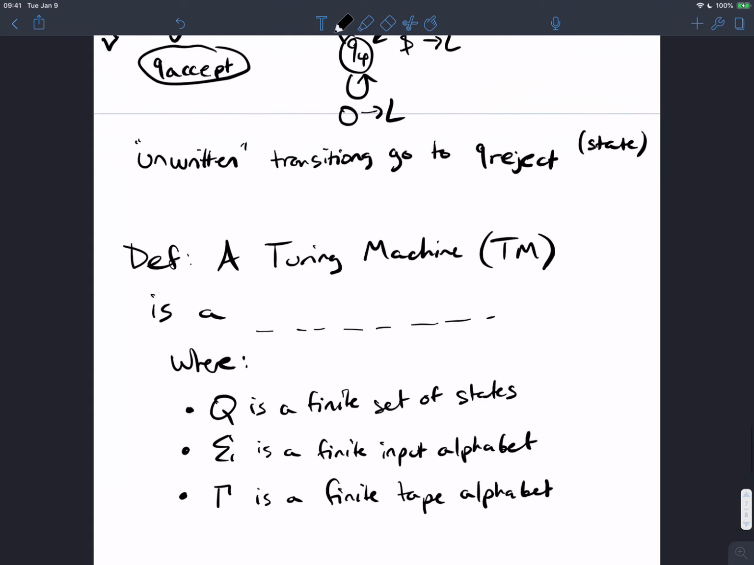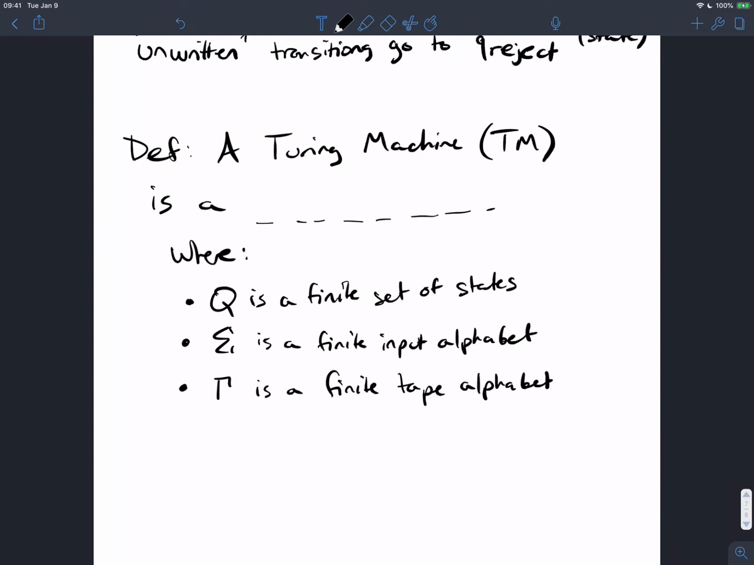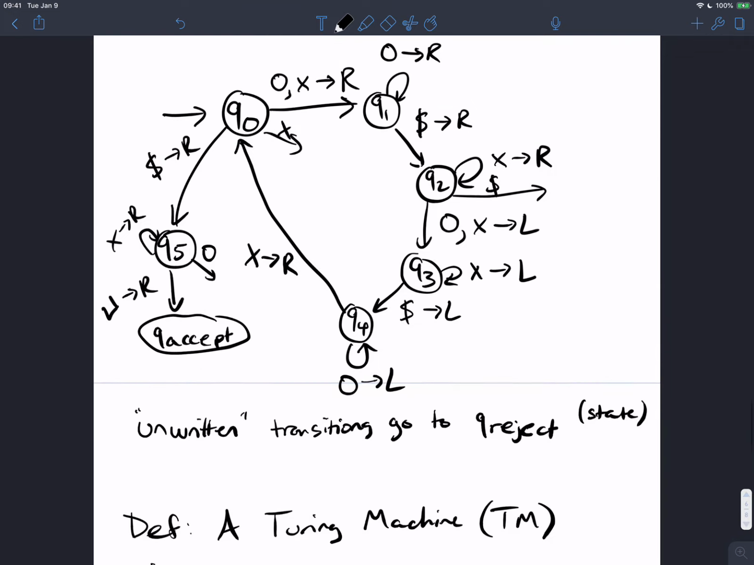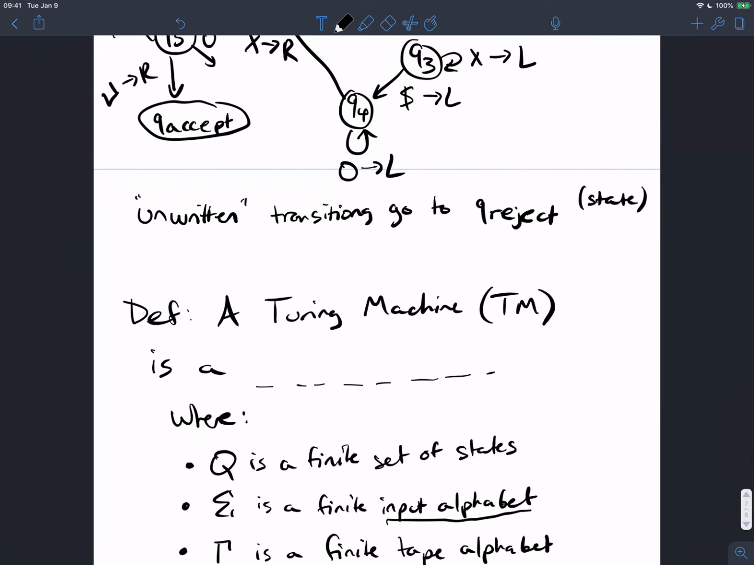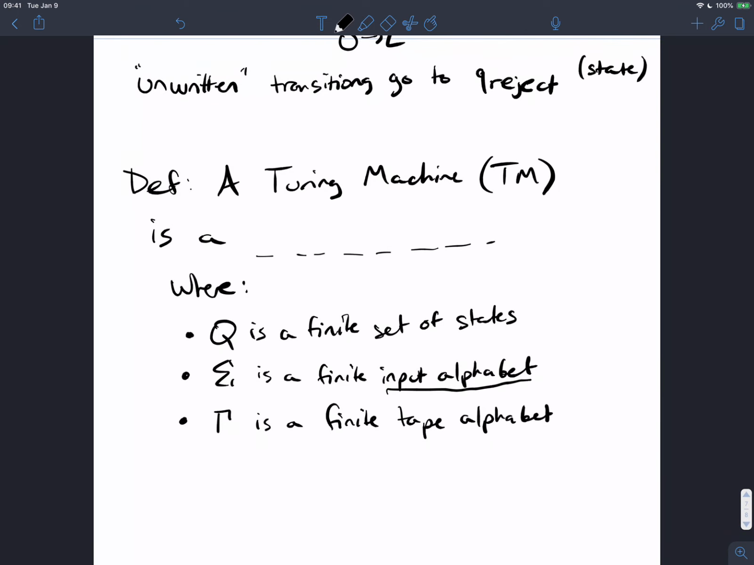So for the machine that we just made, what is the input alphabet for it? What characters can I put on the input? Not necessarily just the tape, but only of the input. 0 and $. Yeah, because I have to have those two characters. I don't need any more. So sigma, I'm going to put a little thought bubble here. Sigma in that case is 0 and $.